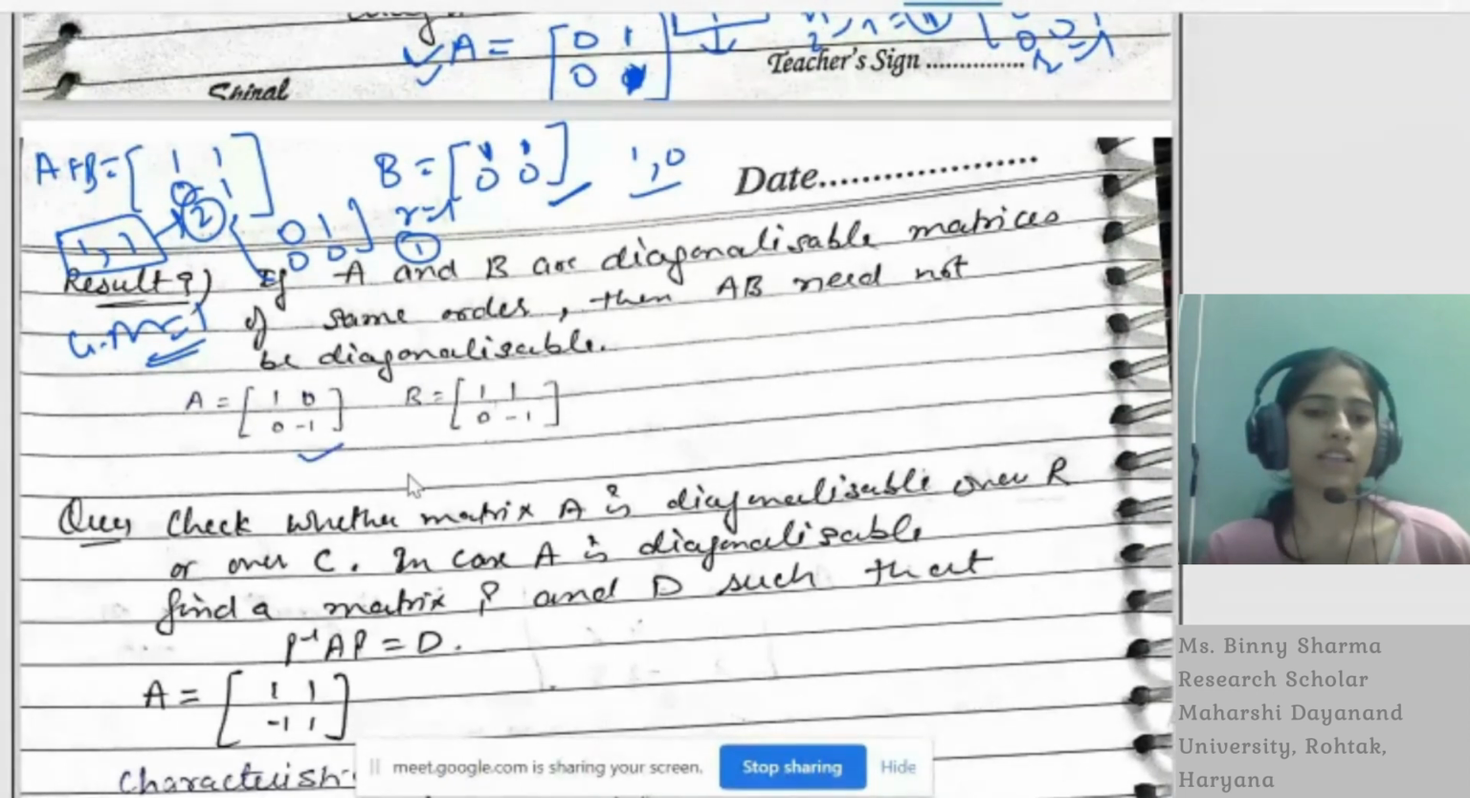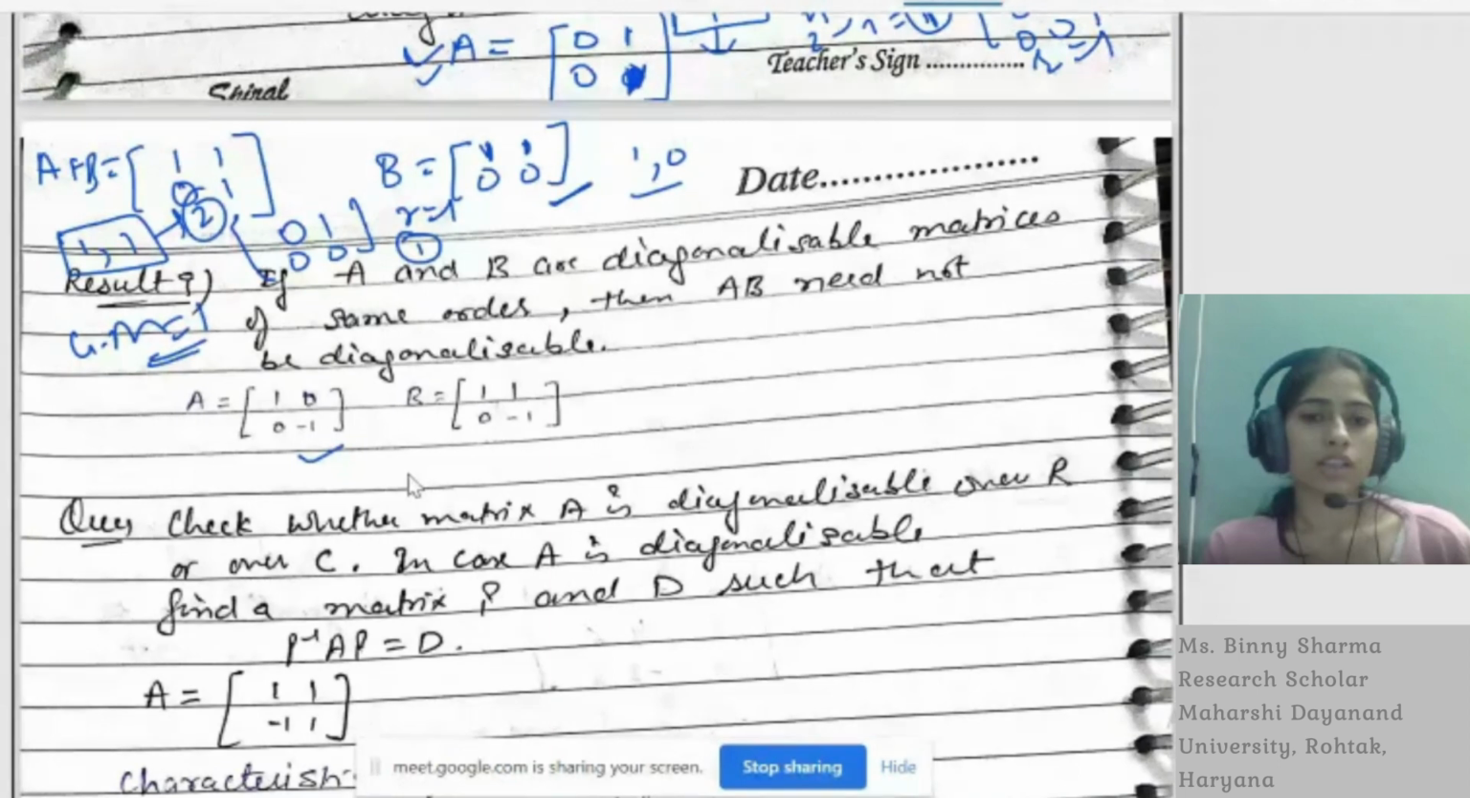Here A is the matrix [1 0; 0 -1]. It's a diagonal matrix and it is diagonalizable. B is [1 1; 0 -1]. Its eigenvalues are 1 and -1. If eigenvalues are distinct, then the matrix is diagonalizable. So A and B both are diagonalizable.